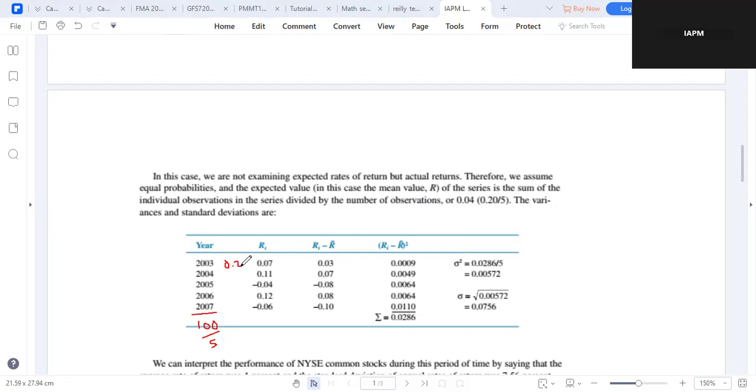Meander, you had asked this question, right? Whenever we don't have probabilities, we just divide by the number of years. Then you apportion the equal probability. Is that clear? So we're going to have 20%. That's where 0.2 is coming from.